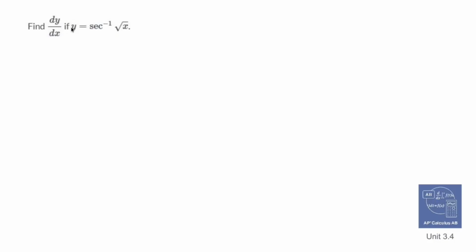Find dy dx if y equals the inverse secant of the square root of x. All right. So the inverse secant's derivative is going to look a little something like this. Inverse secant of, we'll call it some random u, so this also incorporates the chain rule. You're going to take the derivative of the inside stuff, which is going to be the square root of x. We'll deal with that when we have to. In the denominator, you're going to take the absolute value of the inside stuff as is, and then a big square root of the inside stuff squared minus 1.